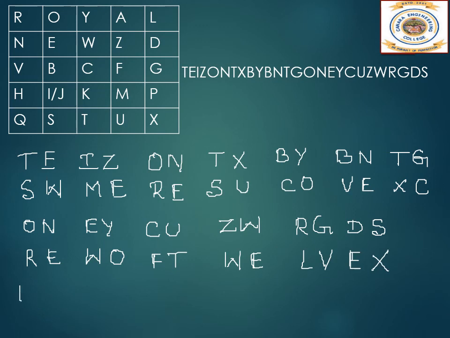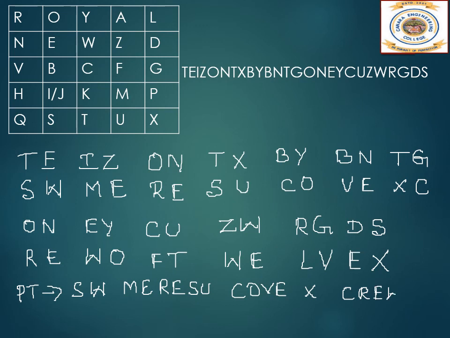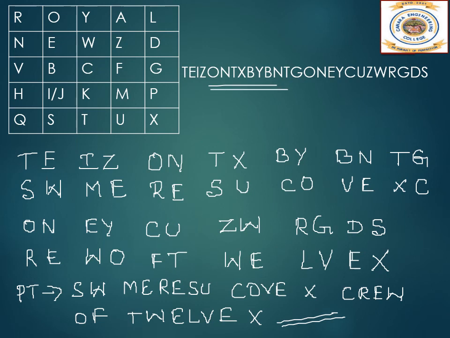So what we got? The plain text what we got over here is SW Meresu X crew of 12X. So this is the plain text what you get from this given cipher text. So this is how you have to follow the process to do the decryption of a given cipher text.